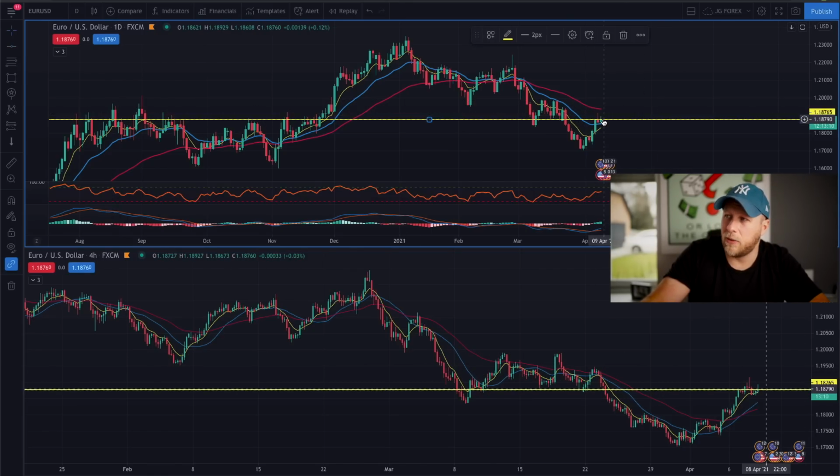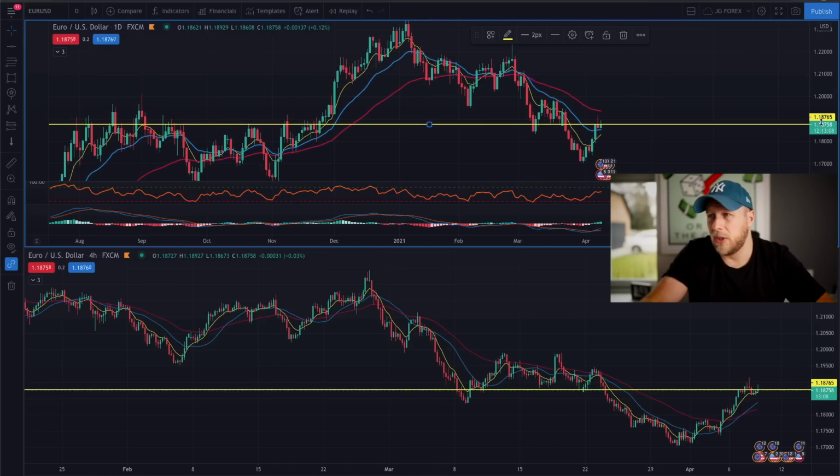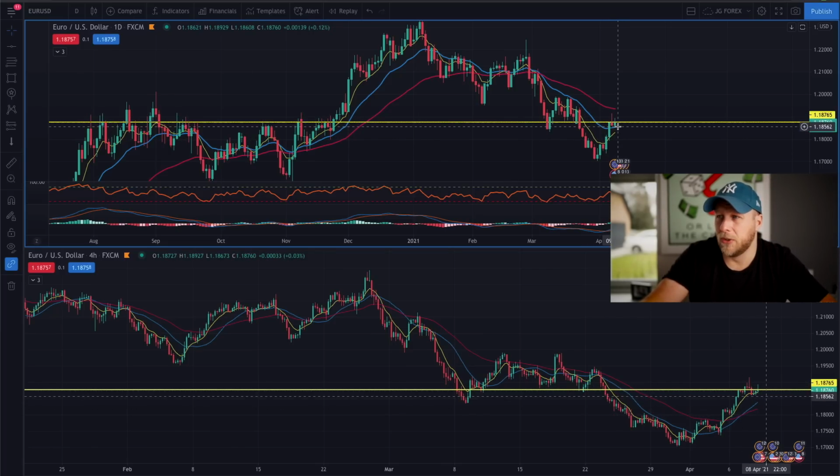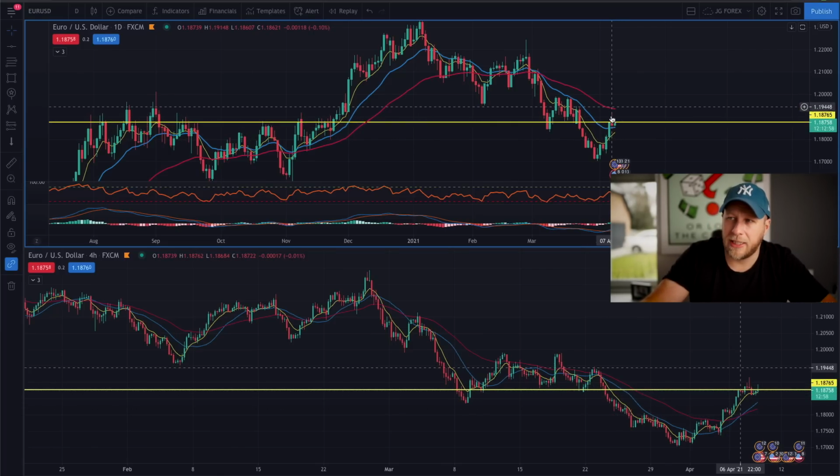We saw the rejection candle here as well, which, for those of you who trade the daily chart, is the daily chart signal as well. So you're already short, potentially already short if you're filled, but we've got that rejection candle there.